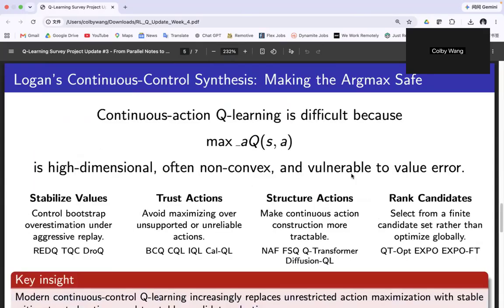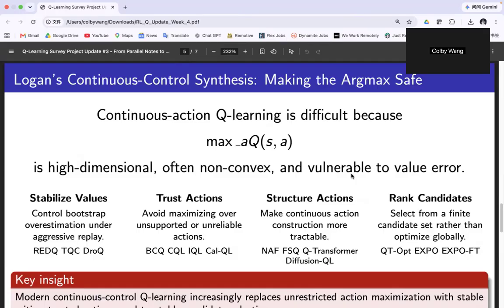Now let's look at Logan's continuous control synthesis. His work helped us reframe continuous control Q-learning around one central problem: making the continuous action in the argmax safe and tractable. The first family stabilizes value estimates. REDQ, TQC, and DrQ address critic estimation and instability, especially when learning uses aggressive replay or high update-to-data ratios. The second family controls trusted action support. BCQ, CQL, IQL, and CalQL prevent the critic from freely maximizing over actions that are unsupported or unreliable.